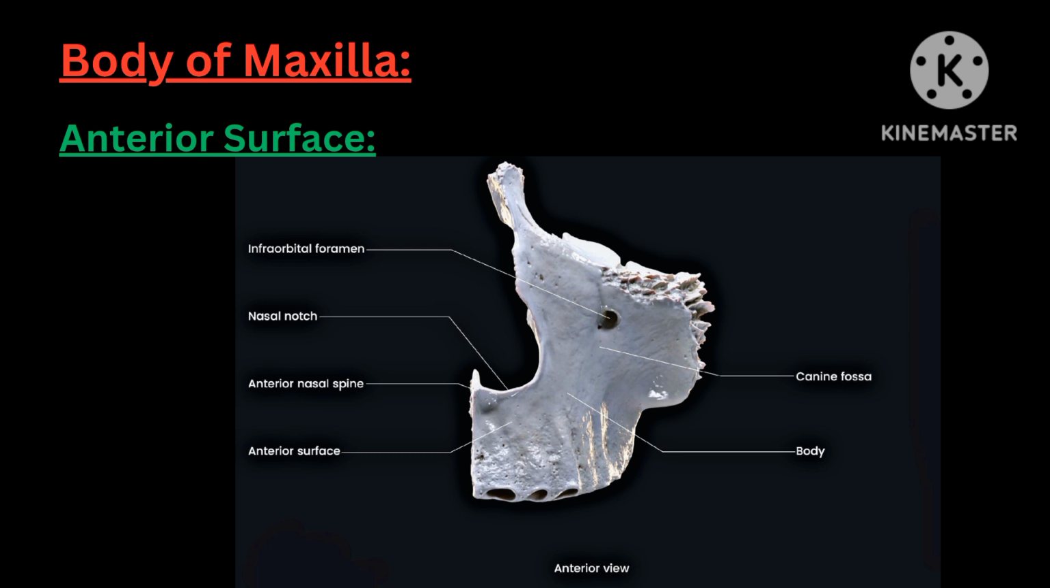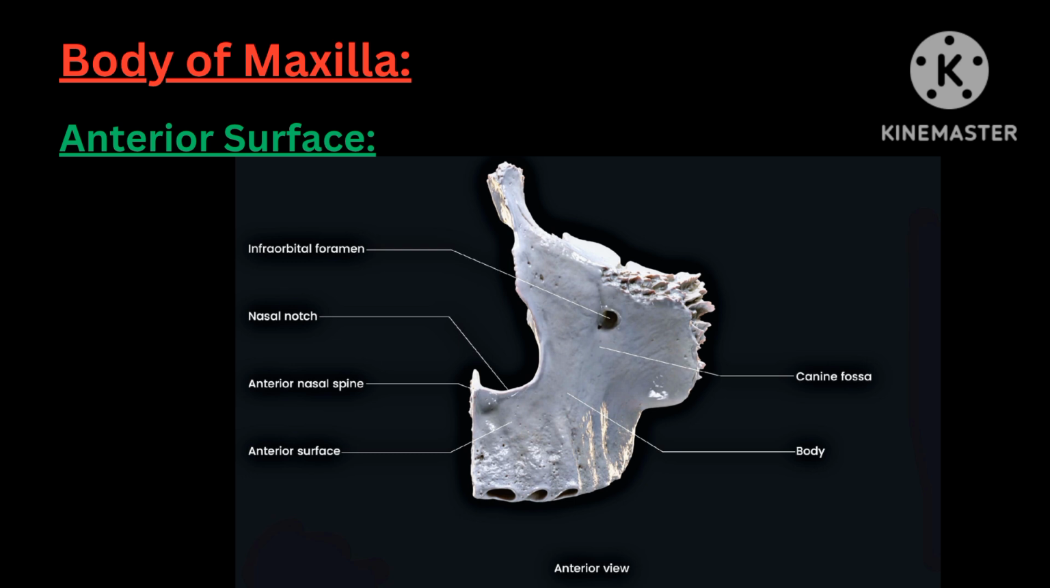The anterior surface of the body features the nasal notch, infraorbital margin, infraorbital foramen, and canine fossa. The nasal notch is a curved margin of the bony anterior nasal aperture. And the infraorbital margin is the lower margin of the orbit formed partly by the maxilla, and partly by the zygomatic bone.